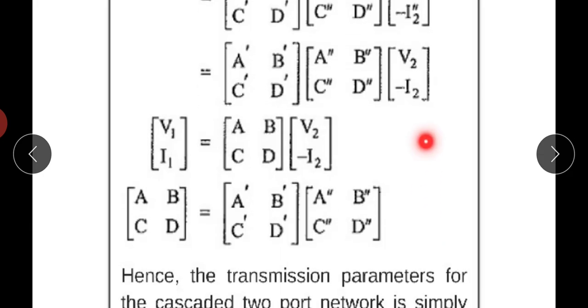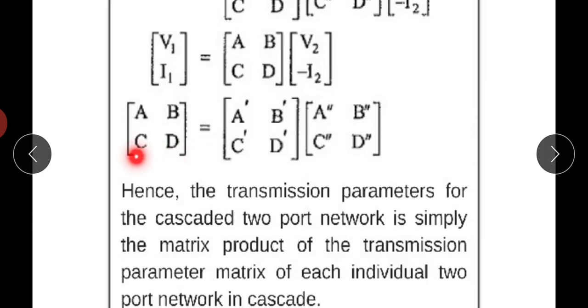From the voltage current relations, we know that V2 double dash equals V2 and minus I2 double dash equals minus I2. So this matrix can be written like this. Finally, the matrix of V1 and I1 equals the ABCD matrix times the matrix of V2 and minus I2. It means the ABCD matrix equals the A dash, B dash, C dash, D dash matrix times the A double dash, B double dash, C double dash, D double dash matrix. So the total network's resultant ABCD matrix is the first network's ABCD matrix times the second network's ABCD matrix.